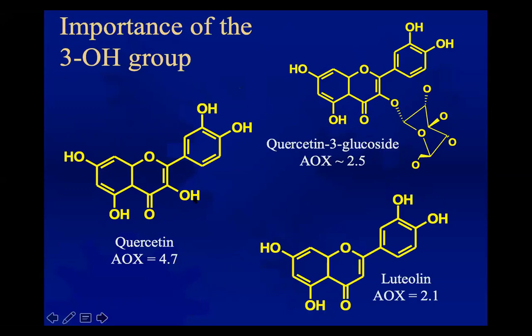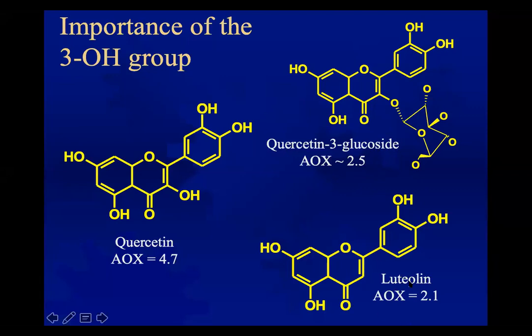Importance of the 3-hydroxy group. The 3-hydroxy group has some importance in the antioxidant principle. Here you see the same quercetin. If the 3-hydroxy group is present, then antioxidant activity is 4.7. But if a glucose molecule is connected, replacing the hydroxyl group and producing quercetin 3-glycoside, then we can see the antioxidant activity decreases to 2.5.